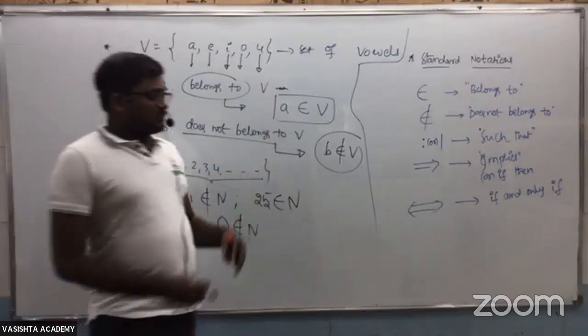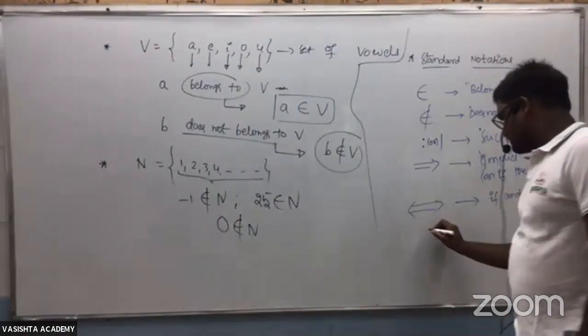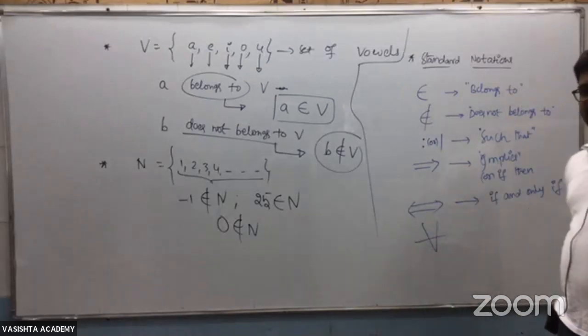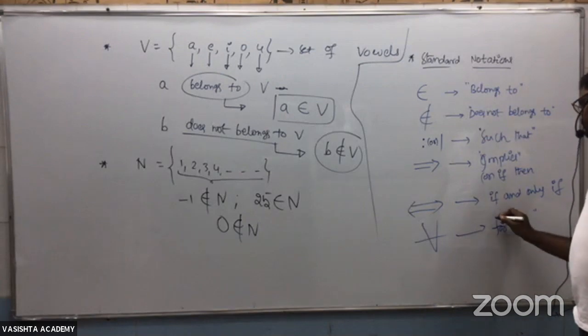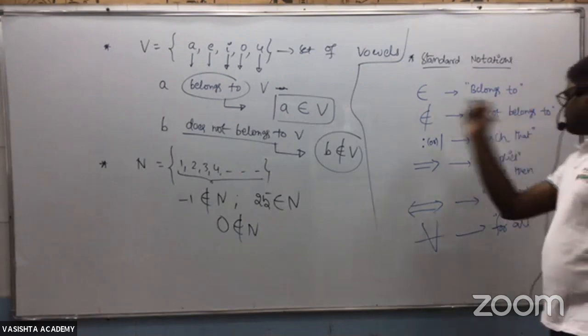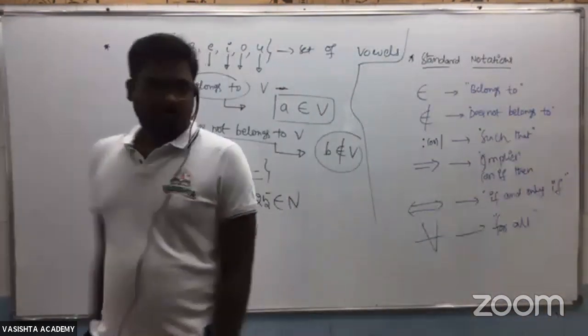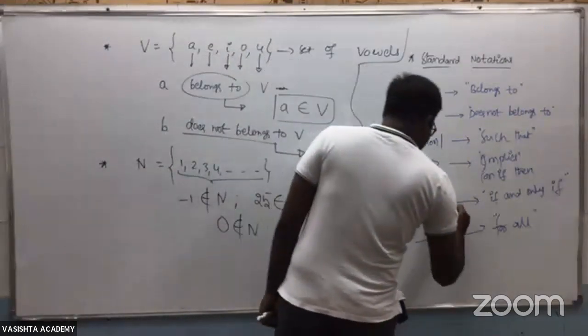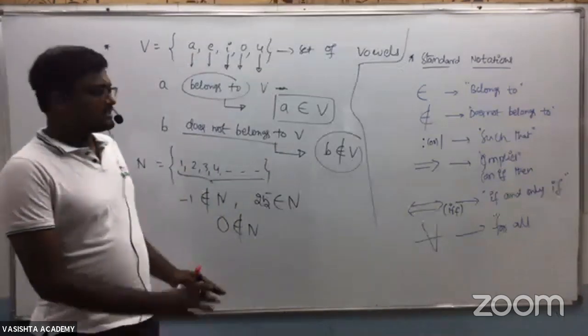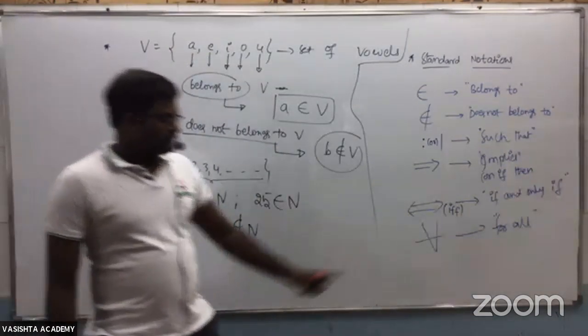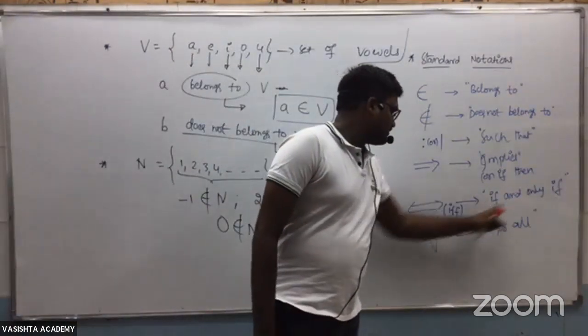So these are these, and one more symbol is there. Sorry, I forgot. V and a horizontal line. This is called for all. Sometimes this double implies is also called iff. Iff means if and only if. These two are like shortcuts for if and only if.